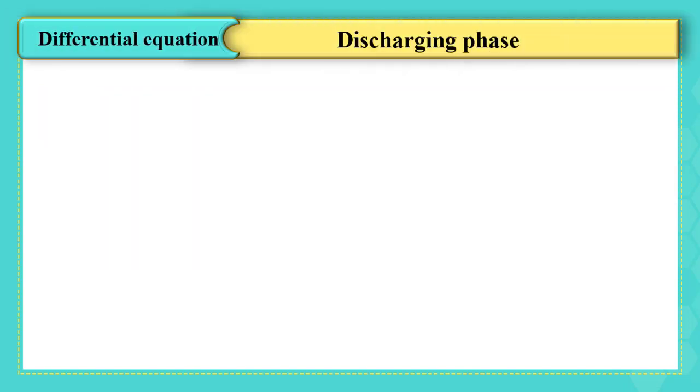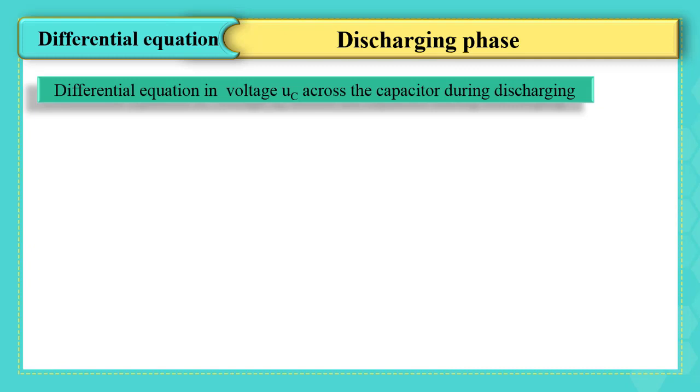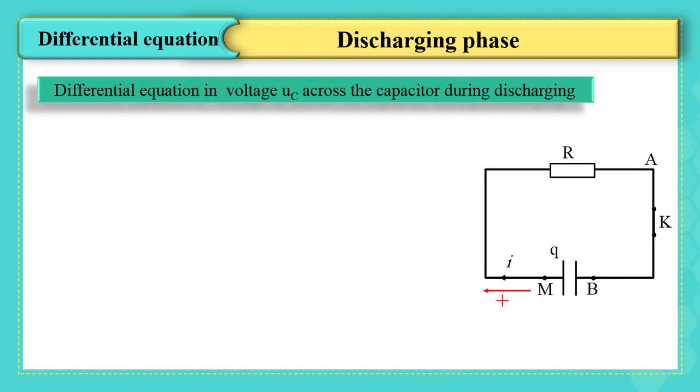To find the differential equation in voltage UC across the capacitor during the discharging phase, we are going to use the following circuit, which contains a fully charged capacitor, a resistor of resistance R, and a switch K. We connect the following electrical components as shown in the circuit.